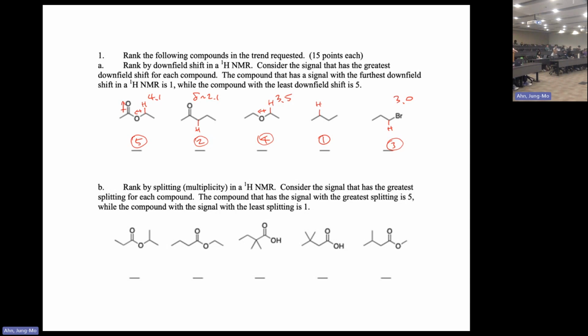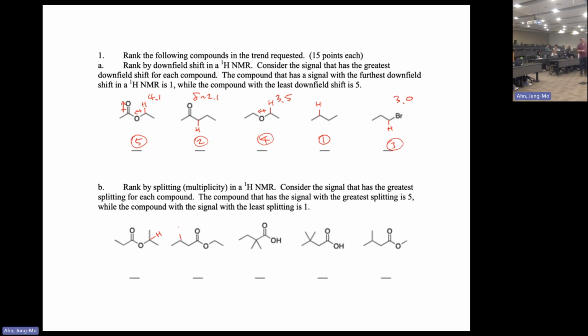And this one is ranked by splitting in the proton NMR, not the carbon. The more splitting is 5, the less splitting is 1. So on this molecule, which hydrogen is going to be the most split? That means which hydrogen has the most adjacent hydrogens. That is what it's asking. I hope you find this one, because it has two methyl groups. That's isopropyl, so you've got 6 adjacent hydrogens, so this is going to be a septet, 7 peaks.